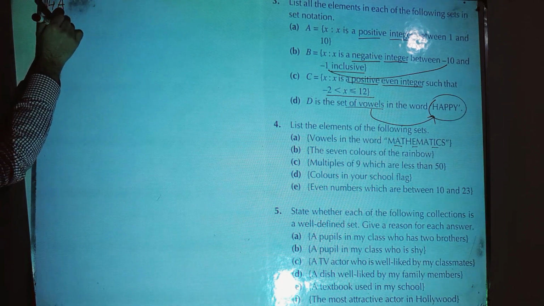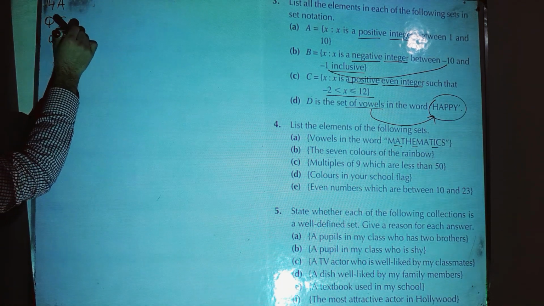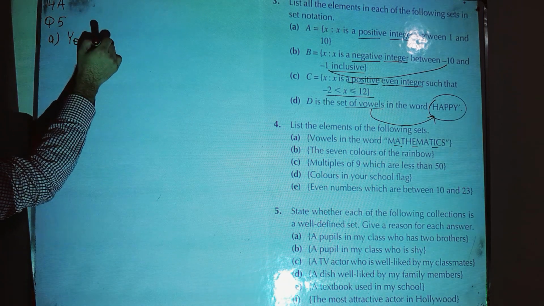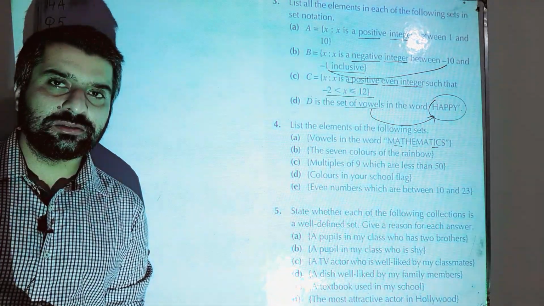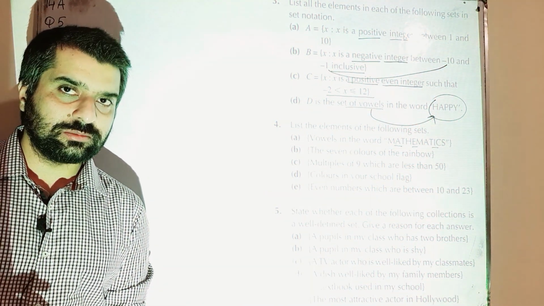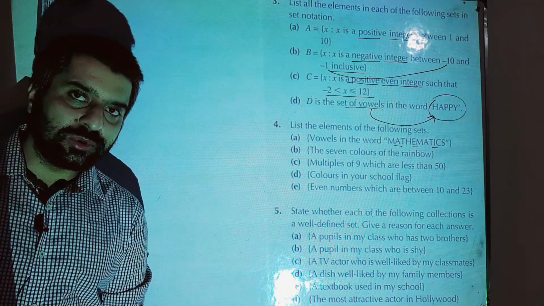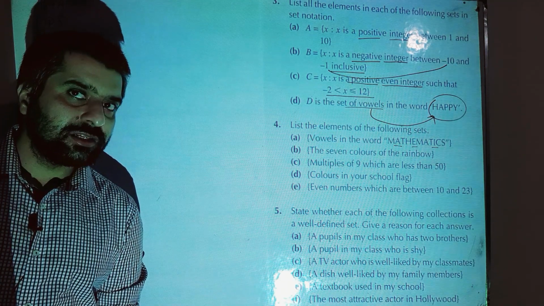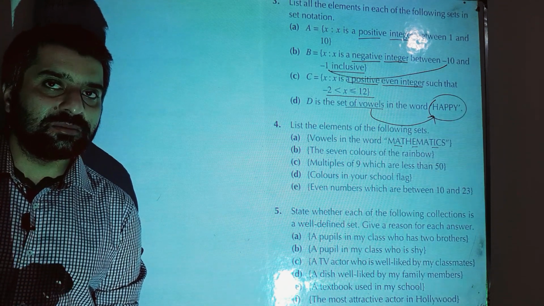So, for example, question number 5 part A. A pupil in my class who has 2 brothers. Well, this is well defined. Yes, this is well defined because the reason is simple. Not every pupil in my class has got 2 brothers. Definitely there will be one or two pupils who have got 2 brothers. So that is quite specific. I can list them down, I can enlist them. So that is well defined.